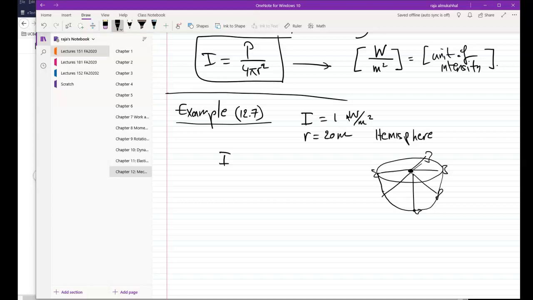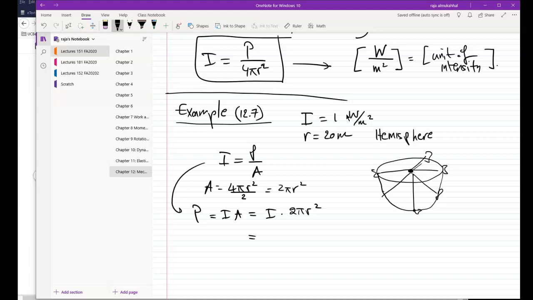Well, we know that intensity is power over area, and the area here is what? 4 pi r squared. But because he says the hemisphere, we're going to divide by 2. You see what I'm saying? So it is 2 pi r squared. And so in this case, the power, I'm going to go back to this formula, is equal to I times A, which is 2 pi r squared, and then we just plug it in. So everything is given to you, 1 times 2 pi times the radius, 20 meters squared, which is 400, and then we multiply all of that, and you will get 2,512 watts.